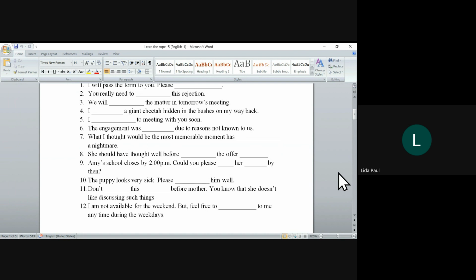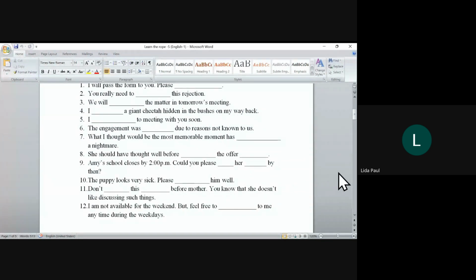You know that she doesn't like discussing such things. So bring this up, because there's an interfering element between both. You have this as a separable phrasal verb. Bring up is a separable phrasal verb, and does it have an idiomatic or literal meaning? It has idiomatic again, right? Bring and up both have their own separate meanings, but none of that contributes towards the meaning of the phrasal verb bring up. What is bring up? To talk about something or to present something, right? That is bring up.